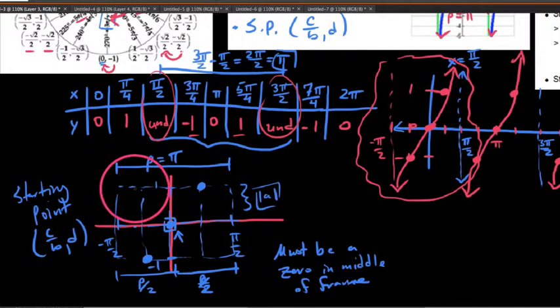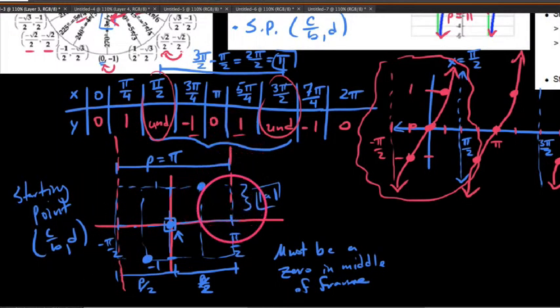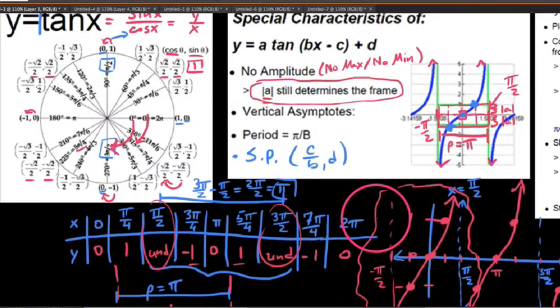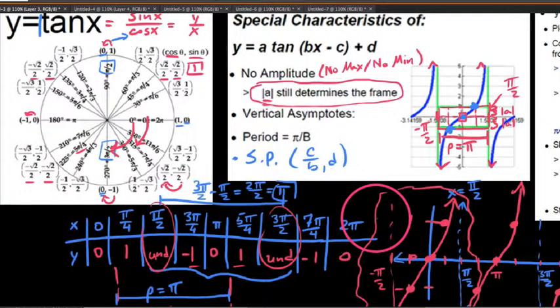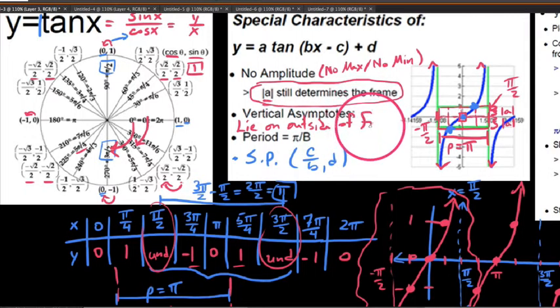So what's on the outside of our frame? The interesting thing is that our asymptotes always lie on the outside of our frame with respect to our tangent curve here. And so what we're going to see is a situation where every tangent curve has asymptotes on the outside. So where do the vertical asymptotes lie? They lie on the outside of the frame.